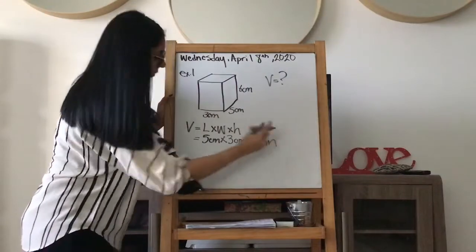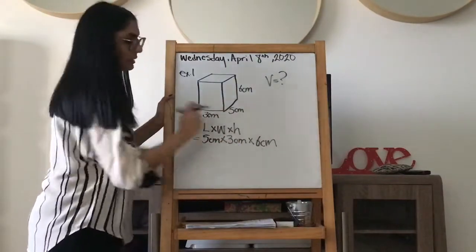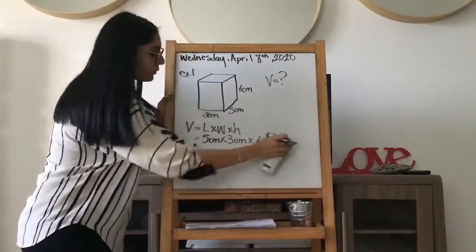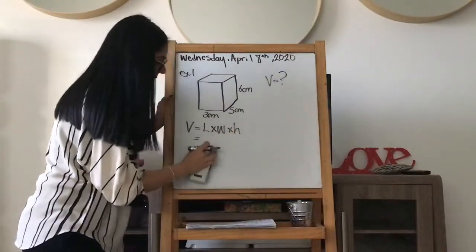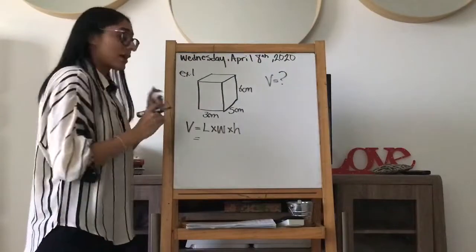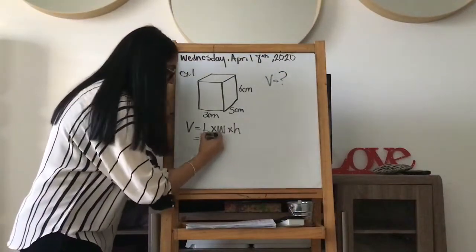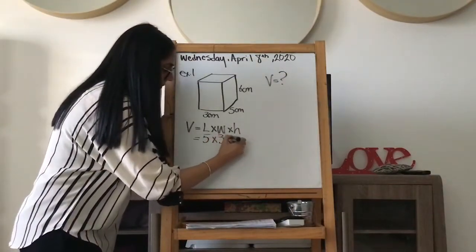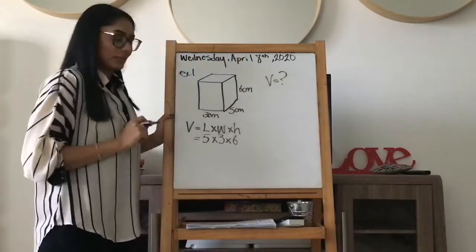So that's what I have so far. 5 times 3 times 6. And sometimes, if you don't want to write the centimeters, that's also okay, because sometimes it gets really messy, right? So for now, that's okay. As long as your final answer has the units, you can just write down 5 times 3 times 6, because it just helps make it look a little less busy.